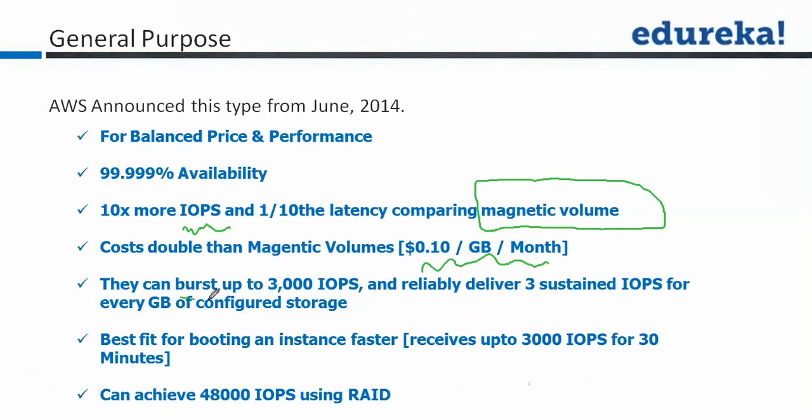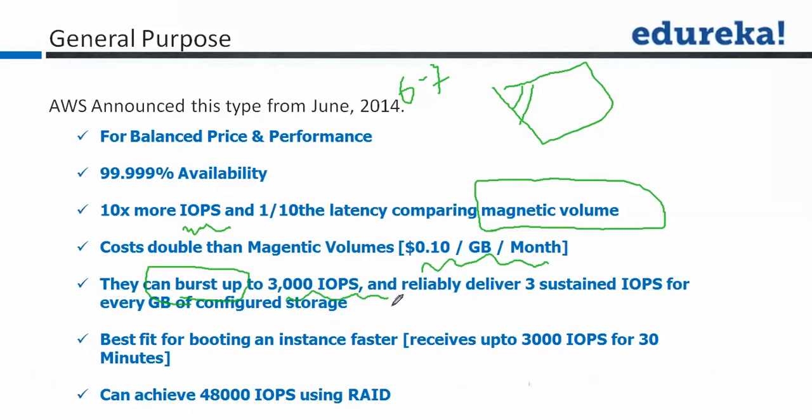It provides bursty IO also. We know that while the instance is booting, it copies certain data to the boot partition, and that takes some time. At this time, the instance generally requires around 6 to 7,000 IOPS. Your standard volume, which is called a magnetic volume, provides only 100 IOPS. If you take the general purpose volume, it can provide up to 3000 bursty IOPS when booting, so it would be much faster to boot.